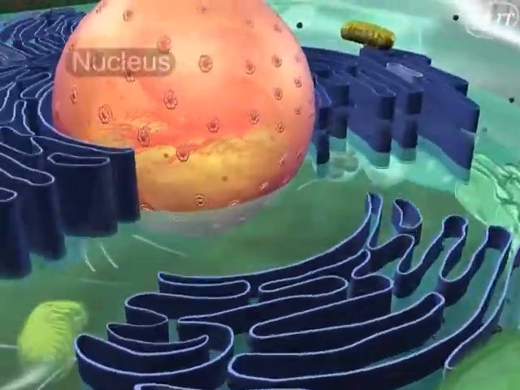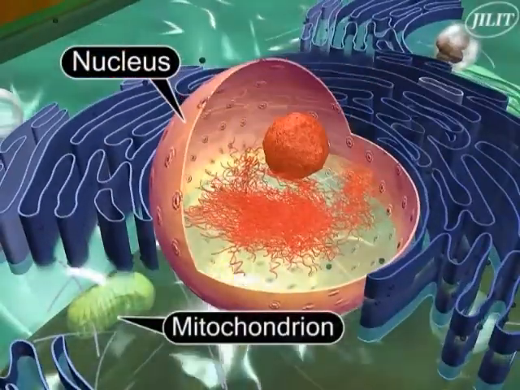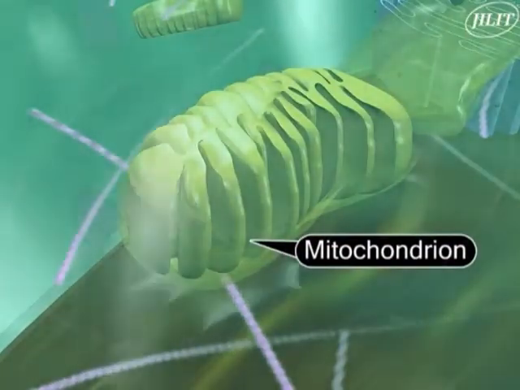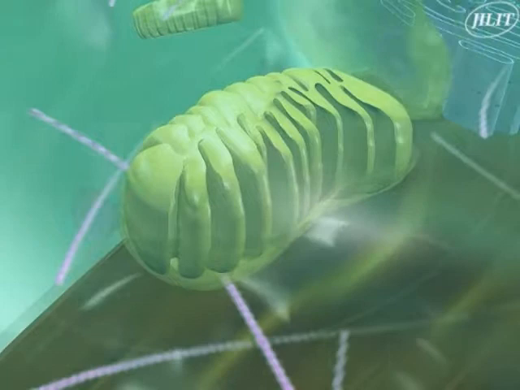Organelles like nucleus, mitochondria, etc. are the same and perform similar functions as they do in animal cells.